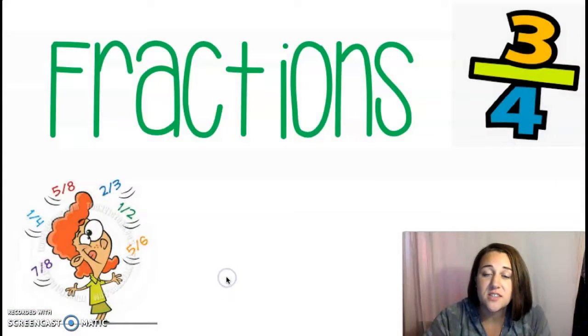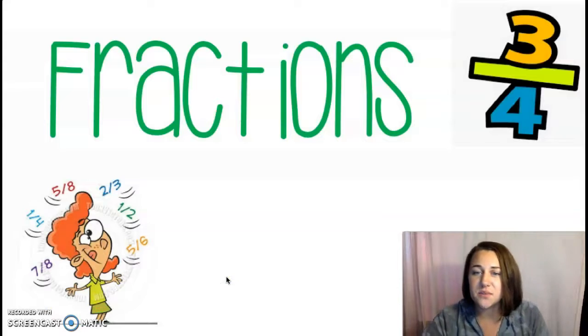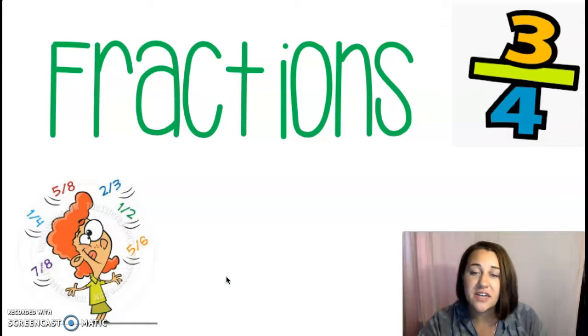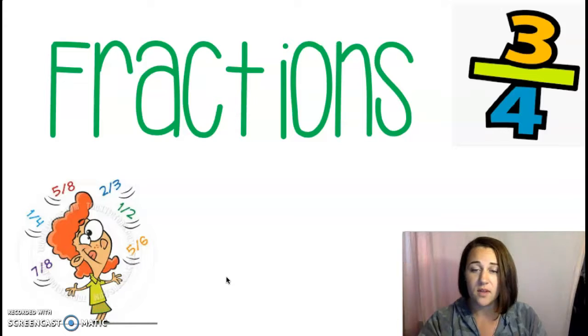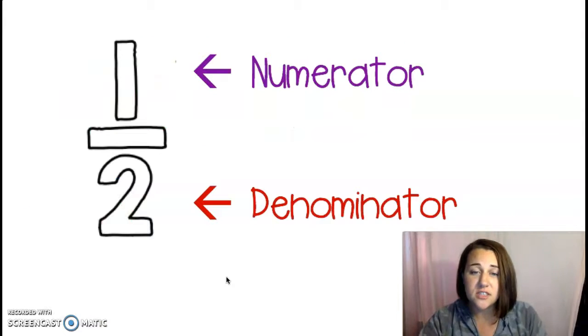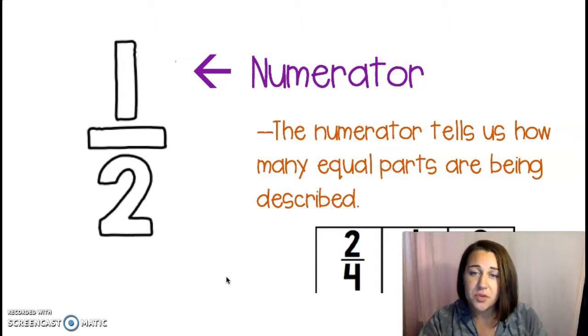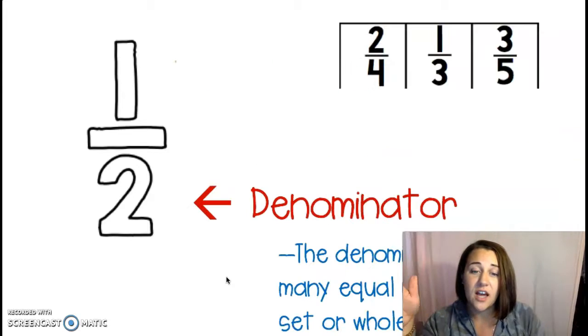So, fractions. What a way to end. We're ending on fractions, friends. Fractions are not easy, so you are doing amazing with them. Remember, our numerators are on top, our denominators on the bottom. Our numerator tells us how many parts are being described out of our denominator, which tells us how many there are all together.